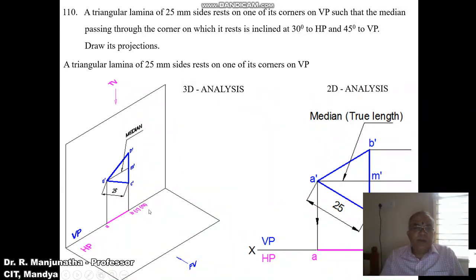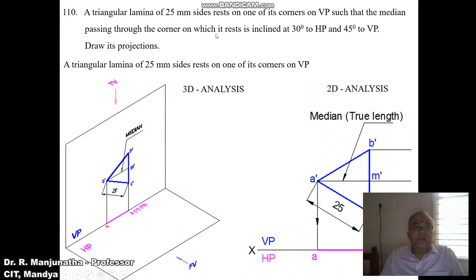So when you look from the top view, the surface is perpendicular to HP. So obviously you can see in HP you are going to get a line. As we say that when you look from the front view, it is resting on one of its corners on VP. So that means we have to start the problem from the vertical plane. So here, as it is parallel to VP, you are getting the true shape in the vertical plane.